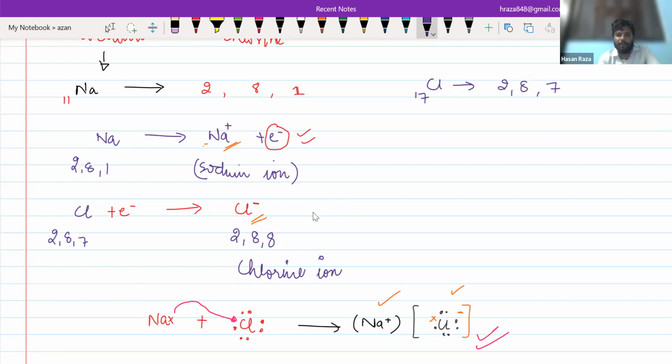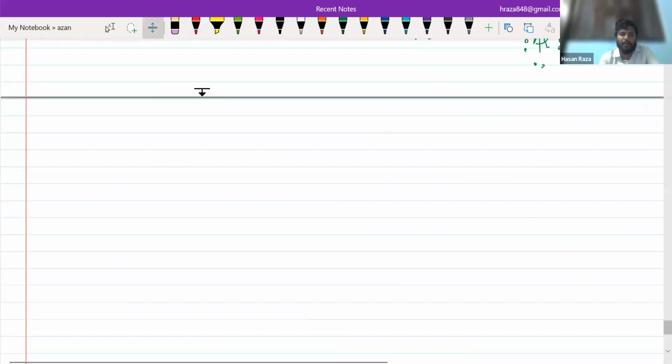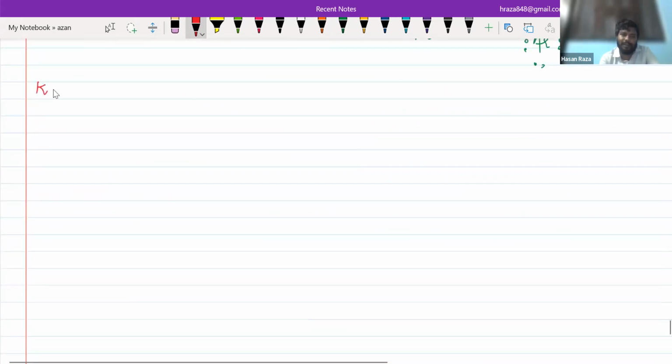Write the formation of ionic compound NaCl. So you have to follow all the steps. Na and then configuration, chlorine and then configuration, then sodium losing one electron, chlorine gaining one electron, and then the last step is this. So in the same way, you are going to write the formation of first KCl.